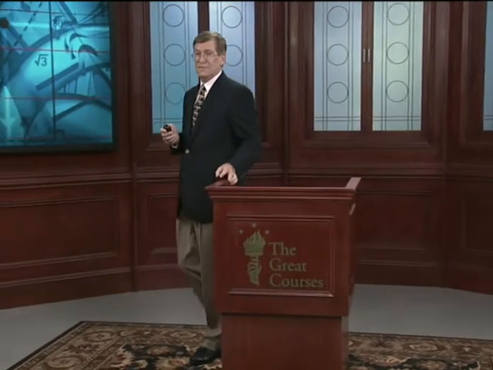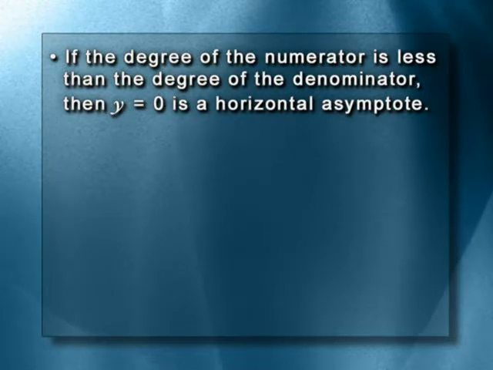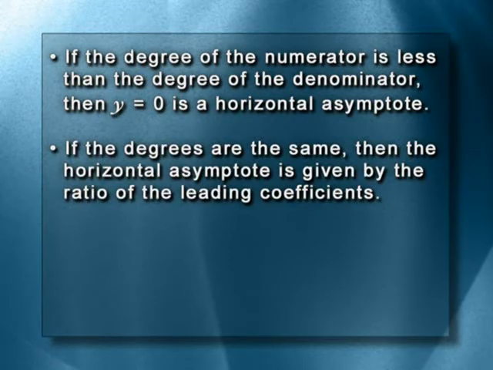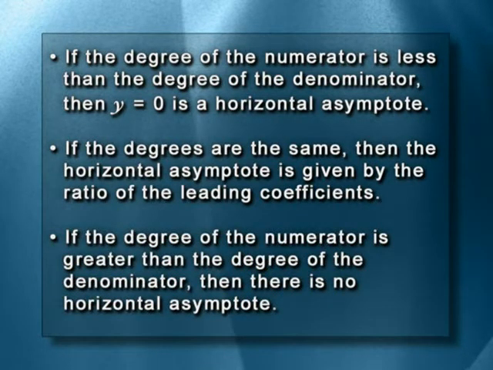And you can do this analysis with the other two examples I gave you. So what's the summary of our rules for horizontal asymptotes of rational functions? If the degree of the numerator is less than the degree of the denominator, y equals 0 is a horizontal asymptote. If the degrees are the same, then the horizontal asymptote is given by the ratio of the leading coefficients, in that example, 2 over 3. And if the numerator has a greater degree than the denominator, then there's no horizontal asymptote.